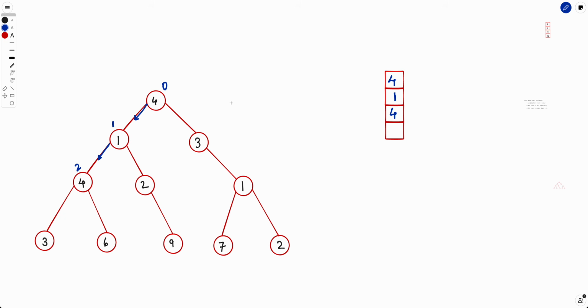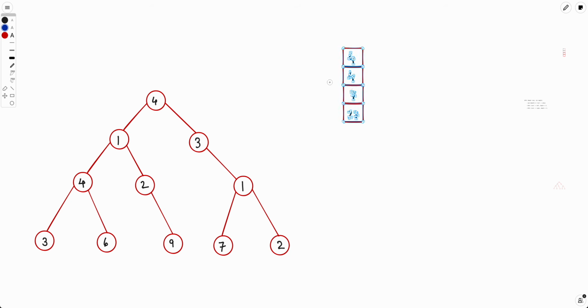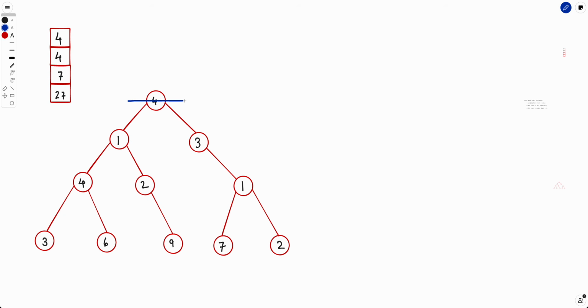So finally, once you do this for the entire array, you will have the sum of the values for each of the depths, and your array would look something like this. So the sum of values at depth 0 would be 4, right? Similarly, the sum of values at depth 1 or level 2 would be 4, level 3 or depth 3 would be 7, and so on and so forth, right?